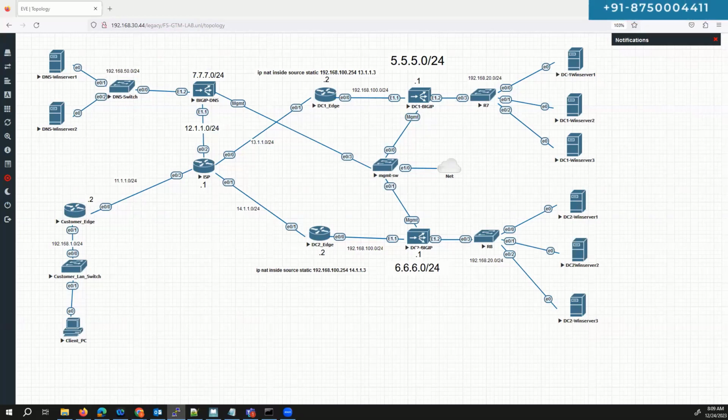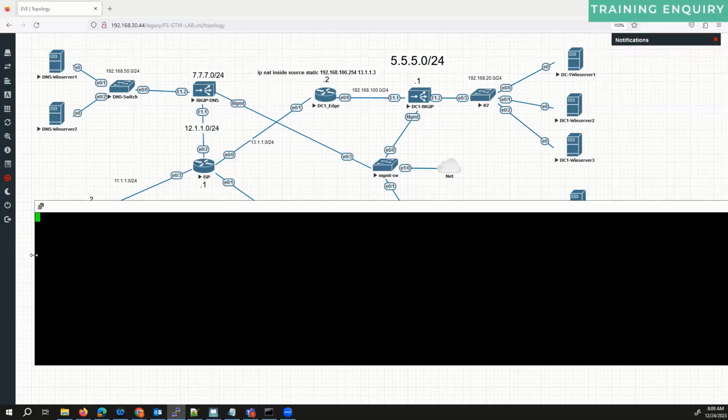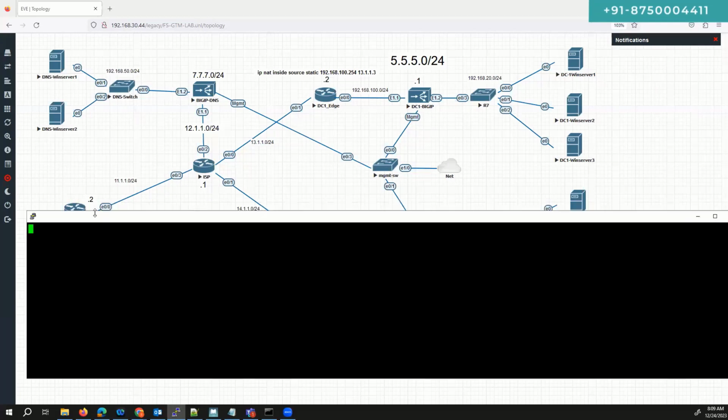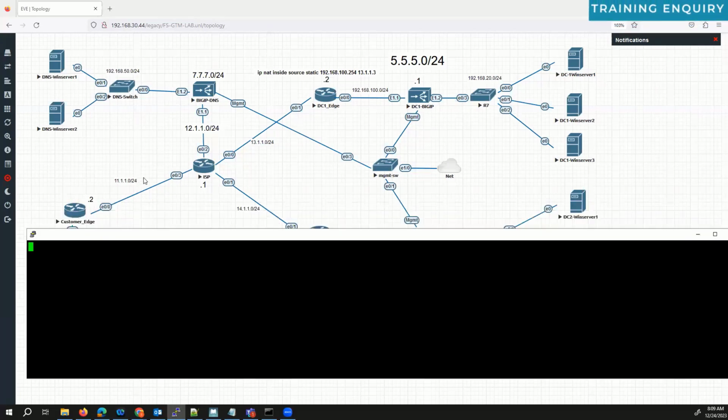You can take a look at the IP subnets which I have defined here on the ISP. Between the ISP and the CE, the customer edge at down left, we have been using the 11.1.0.0/24 subnet, and .1 is always allocated to the ISP.